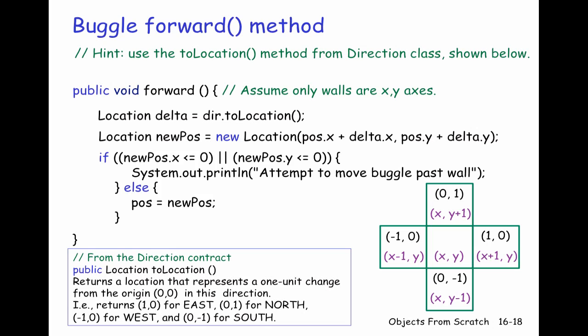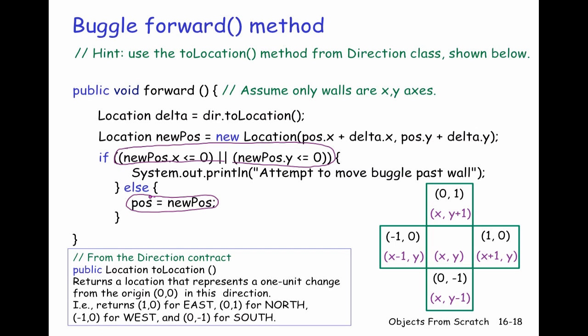Here we're going to have some extra code, a conditional that allows us to check that the positions are actually reasonable, that they're 1 or greater. If they're not, they must be outside the grid. So we'll add that little conditional, but the most important thing here is that we're setting the position of the Buggle to be the new position that we've calculated. So that's how we implement the forward method.